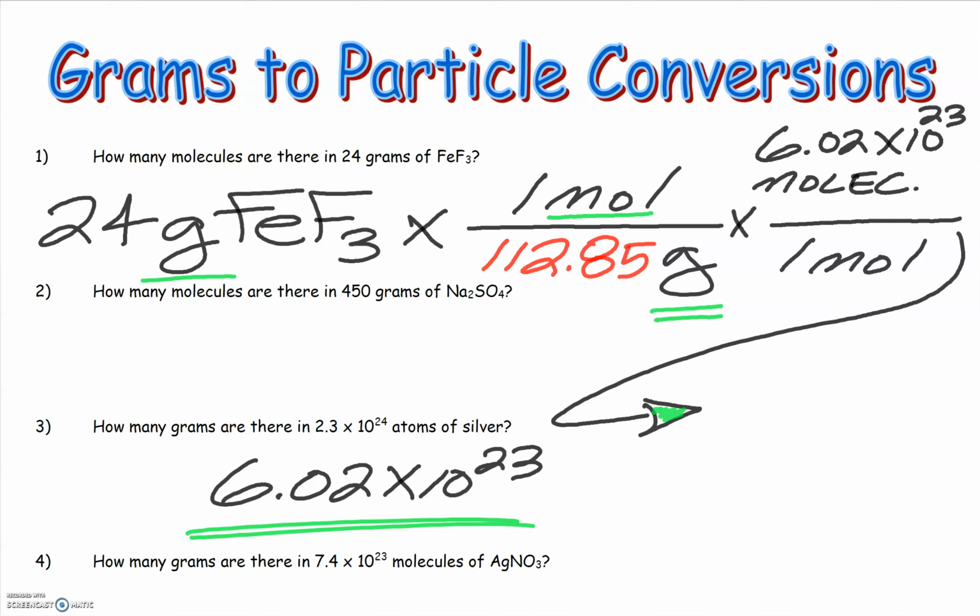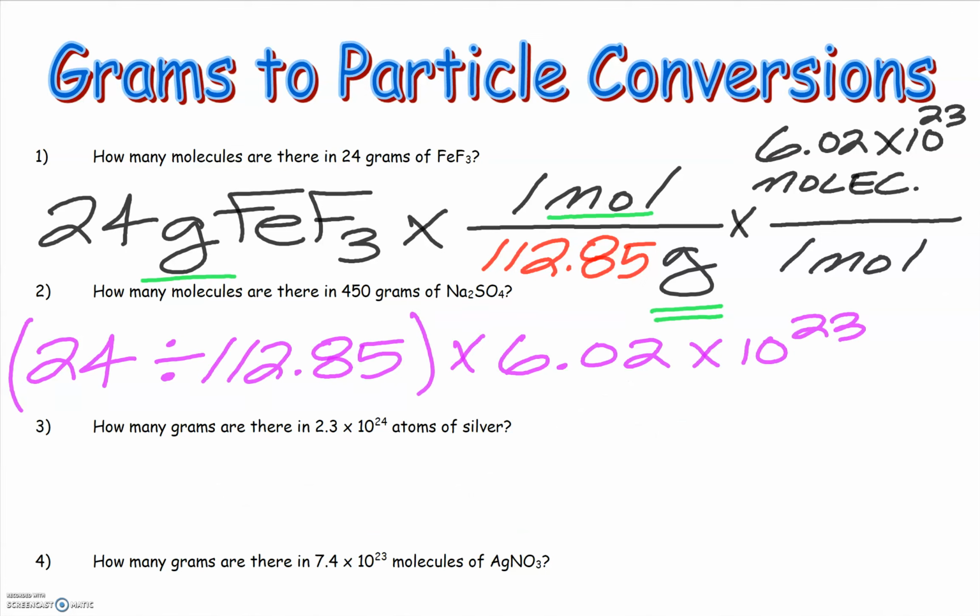The way it's going to work in your calculator is you're going to put 24 in. You're going to divide by 112.85 because that's on the bottom. So we divide when things are on the bottom. And then we're going to multiply by 6.02 times 10 to the 23rd because that is on the top. I jumped ahead and wrote the math out to show you what we're looking for. So you're going to put your starting number, 24, in your calculator, hit divided by, put 112.85 in, and then hit enter. I usually hit enter after every operation.